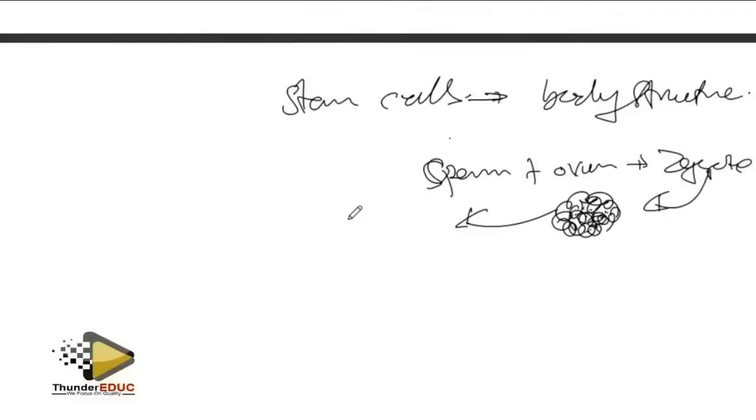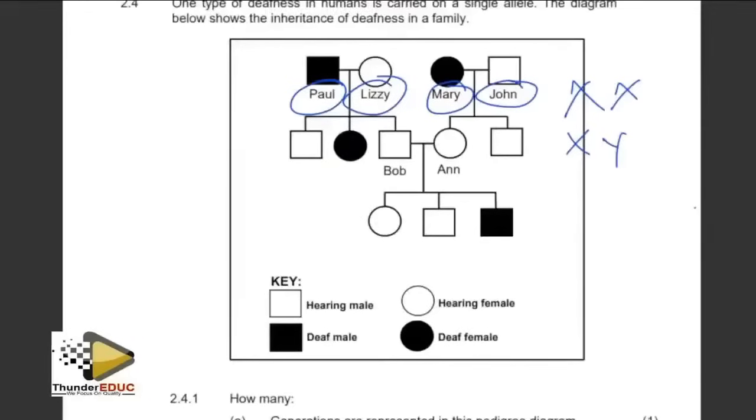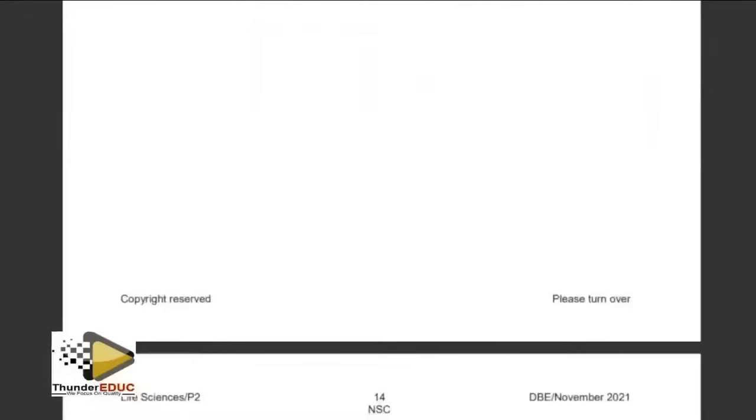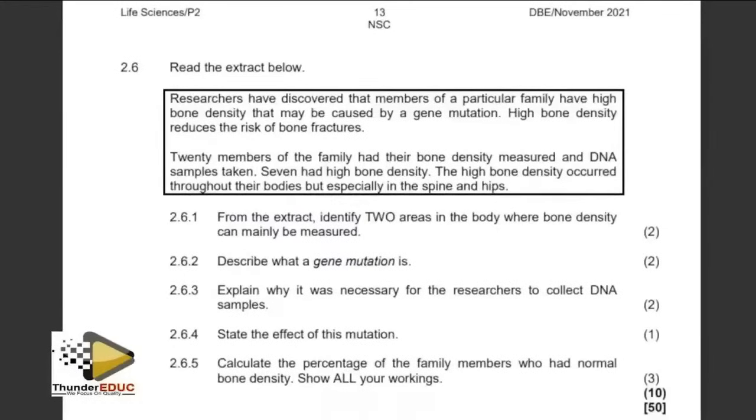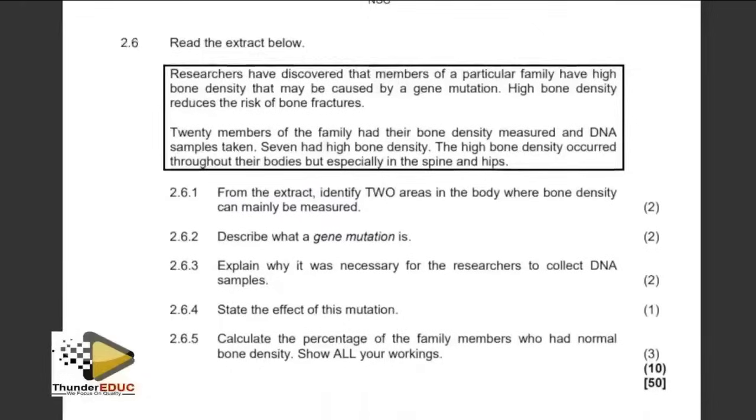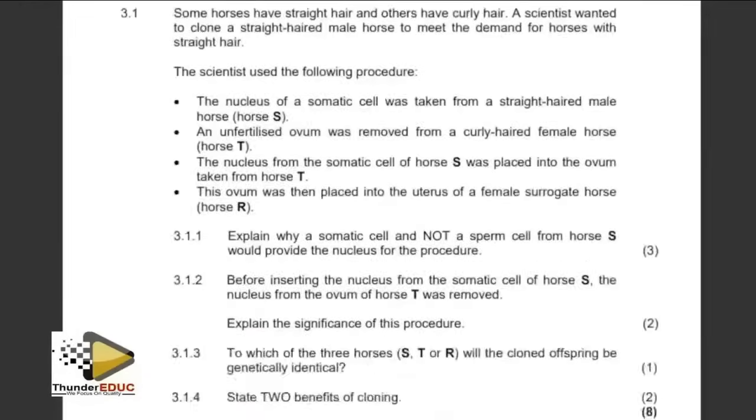Adipose tissue. Bone marrows. So you have to know those stem cells. Sometimes we bring this as an extract. Let me check and see if I have any question regarding stem cells. This is gene. Calculate the percentage of, okay. This is gene.